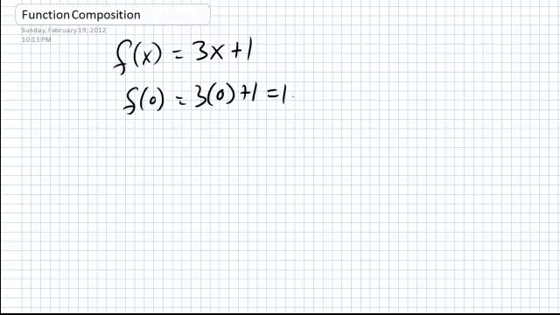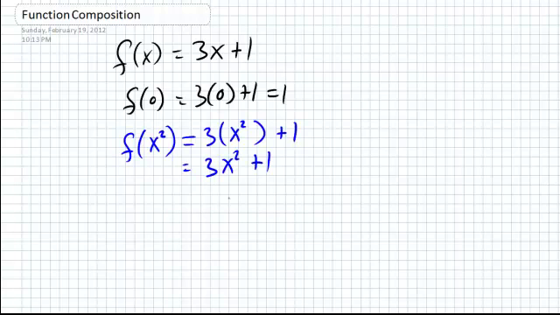But what if I change it to tell me what f of x squared is? Well, it's the same procedure as before. I do a 3 big parentheses. Wherever I see an x, I'm going to put a big parentheses plus 1. What I put in that big parentheses? X squared. So this just equals 3x squared plus 1. So my input for this function is x squared. My output is 3x squared plus 1.